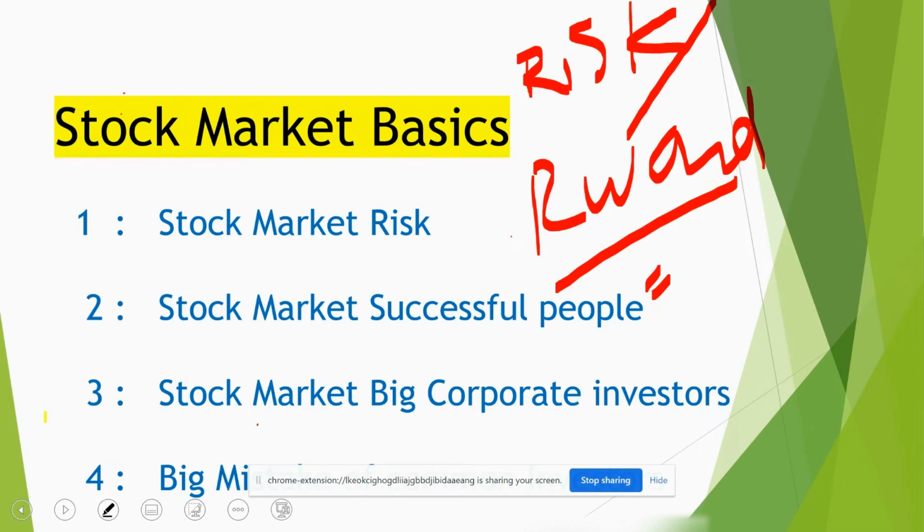The other thing is always hedging. And this second point which I'm going to discuss here may not be applicable to all common investors because it requires money. Hedging is basically what? I'll give you an example.